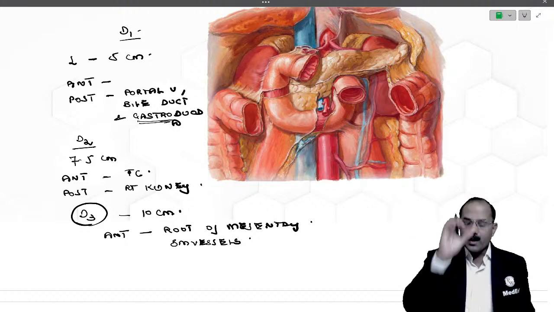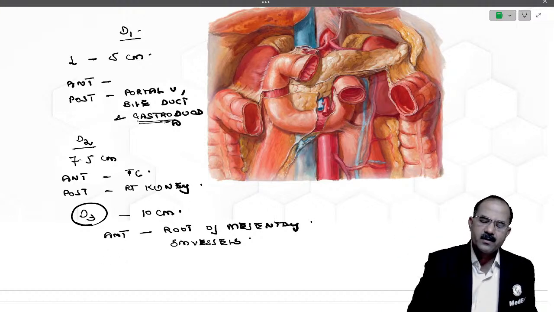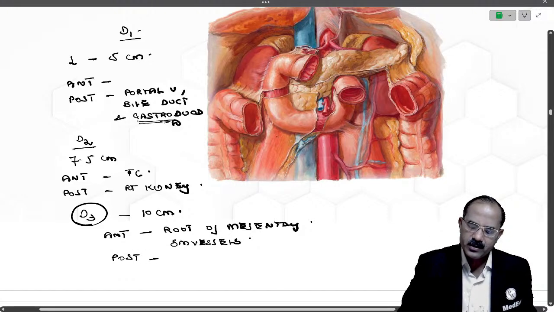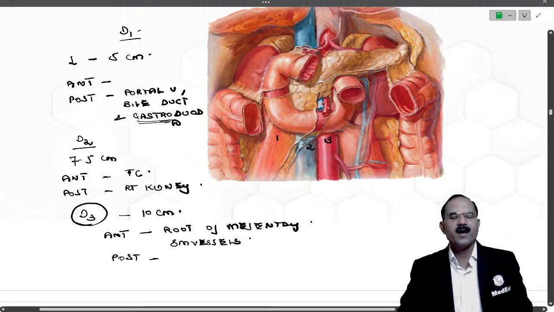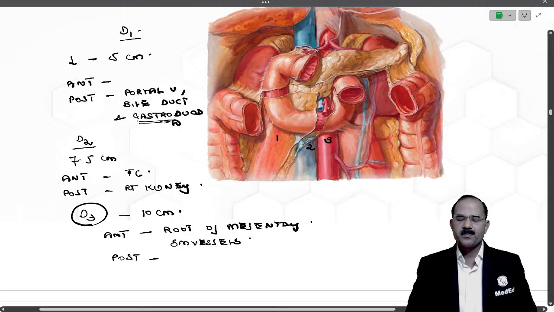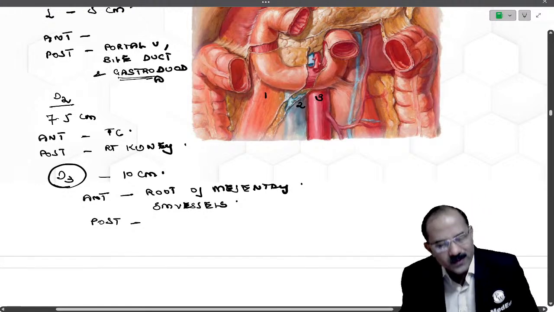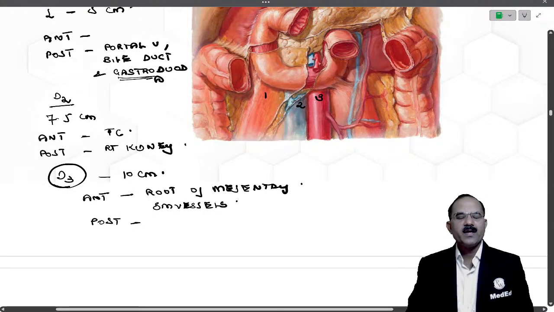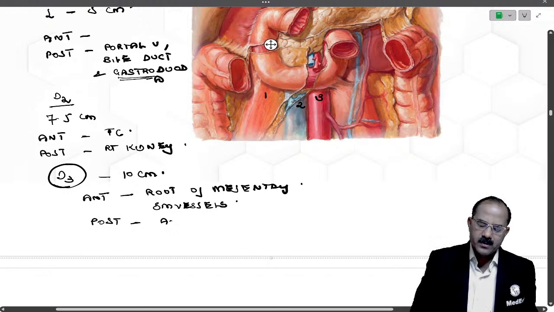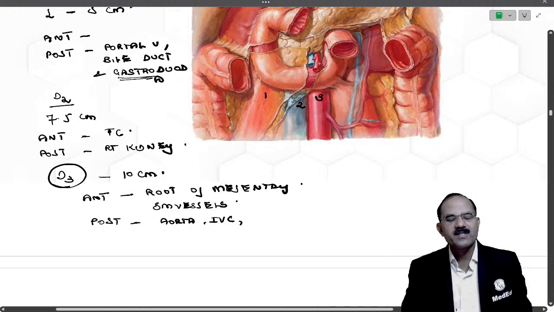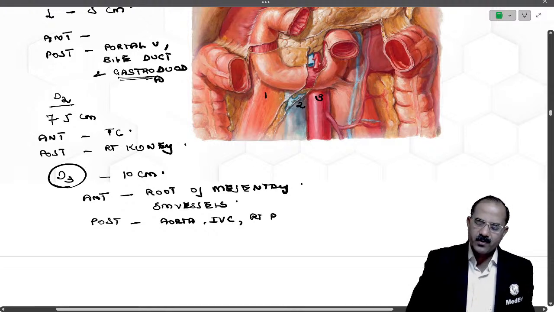Now coming to the posterior relations of the third part. Can anyone tell me the posterior relation? I'll just put number 1, number 2, number 3. Come on, answer this. What's the posterior relation of the third part? Aorta is fine. Aorta is there. IVC is there. What else is there? That is psoas major. Yes, that's the right psoas major.